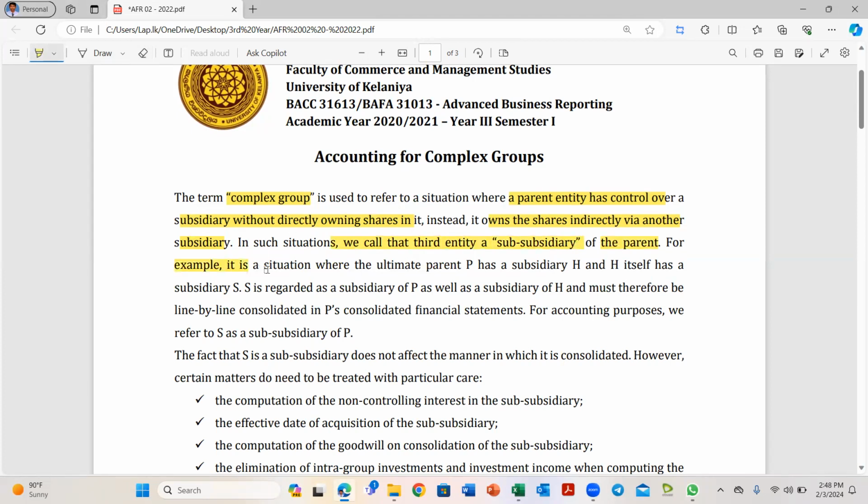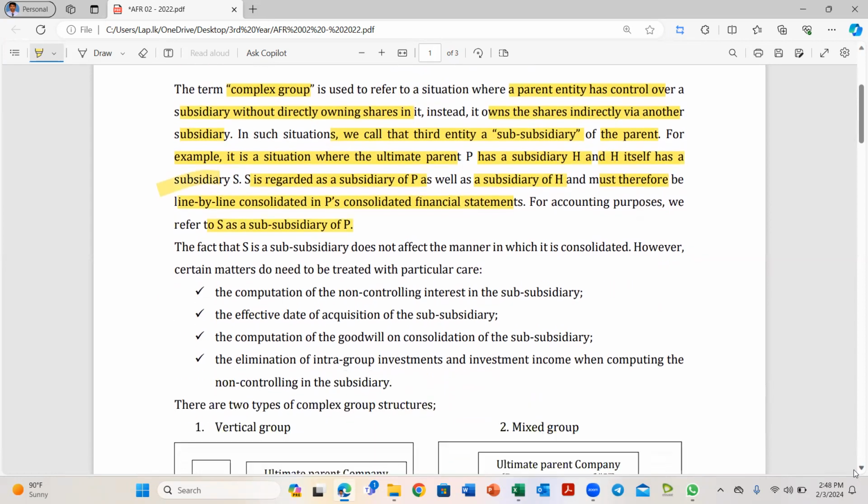For example, it is a situation where the ultimate parent P has a subsidiary H, and H itself has a subsidiary S. S is regarded as a subsidiary of P. From the parent's perspective, S is a subsidiary. As a subsidiary of H, it must therefore be line by line consolidated in P's consolidated financial statements. For accounting purposes, we refer to S as a subsidiary of P, the parent, right?